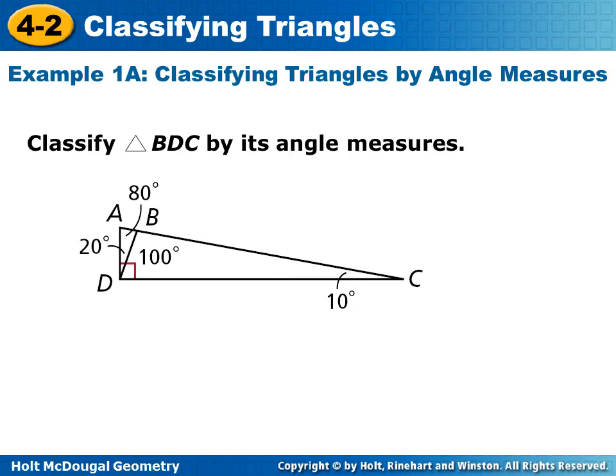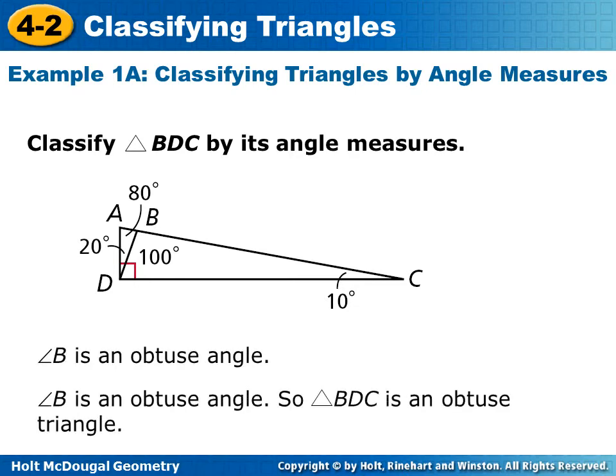Here we're going to classify triangle BDC by its angle measures. So the angle measures of BDC are 100 degrees, 10 degrees, and 70 degrees. Because B is an obtuse angle, BDC is an obtuse triangle.